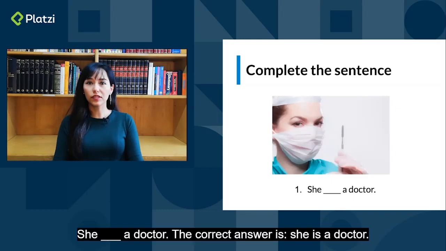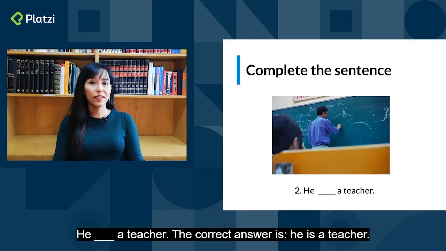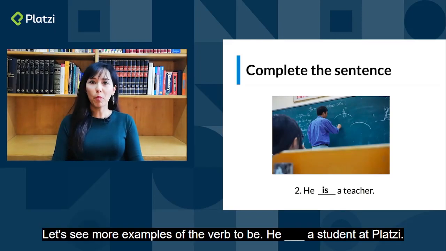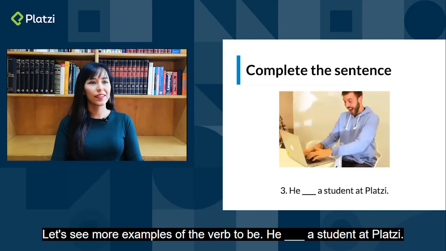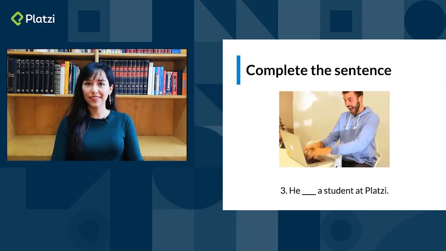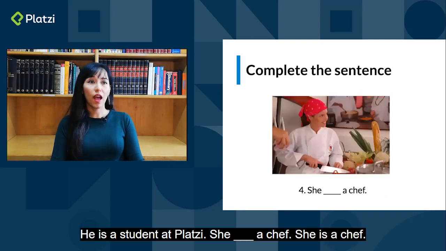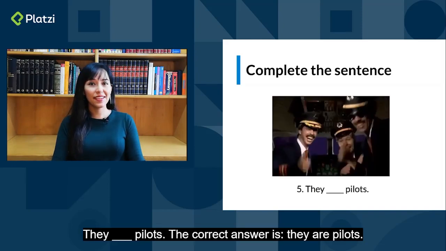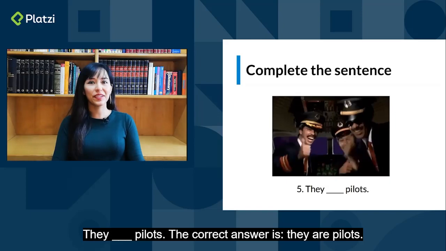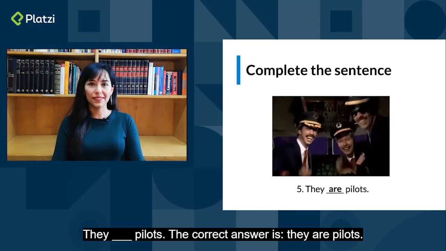She, a doctor. The correct answer is she is a doctor. He, a teacher. The correct answer is he is a teacher. Let's see more examples of the verb to be. He, a student at Platzi. He is a student at Platzi. She, a chef. She is a chef. They, pilots. The correct answer is they are pilots.